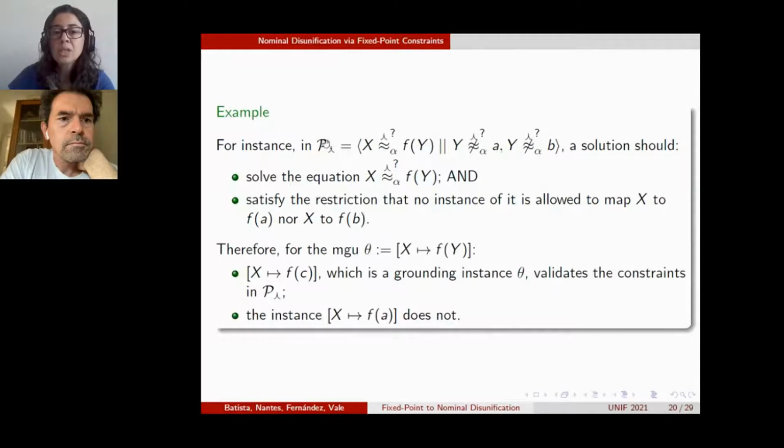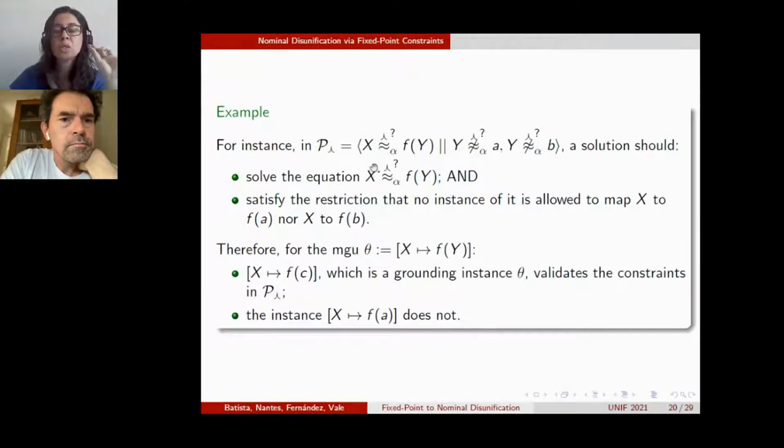So if you have this example, you want X to be equal to f of Y, but you don't want Y to be equal to A, nor Y to be equal to B. So you can map X to f of Y, but you need to be careful that your Y cannot be A or B. Okay, so this is what we are going to do.